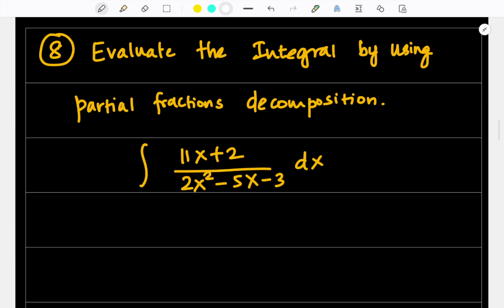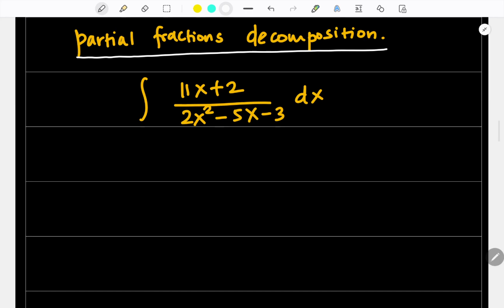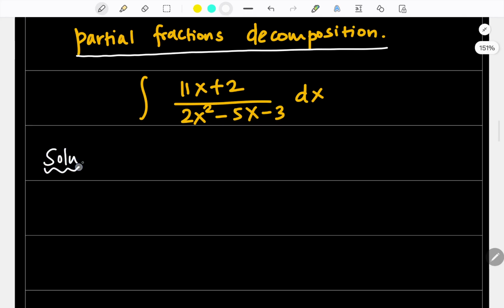Right. Evaluate the integral by using partial fractions decomposition. This wording will be given in the exam. Partial fractions decomposition. So let's go to the solution. Look at this question. In the previous question, it was x times x minus 4, right? But here it's a quadratic equation. What is that? 2x square minus 5x minus 3.